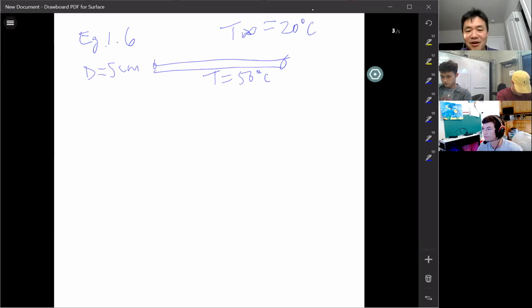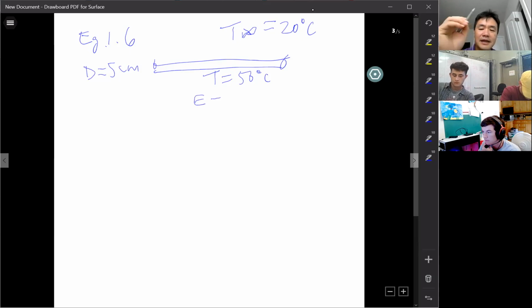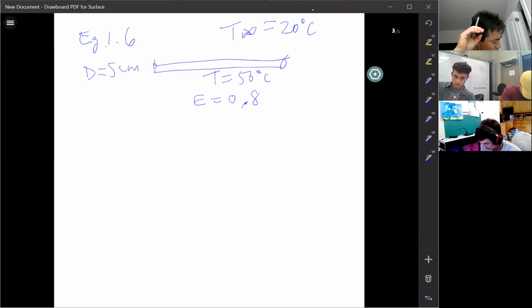See, this is how I solve problems. When I read the problem, I try to draw some diagram. After I read the problem and have the diagram, it's easier to solve. The surface emissivity of the steel may be taken as 0.8. Again, emissivity has no unit. It's a coefficient, basically an efficiency. Using the data of table 1.3, calculate the total heat loss by the pipe per unit length.